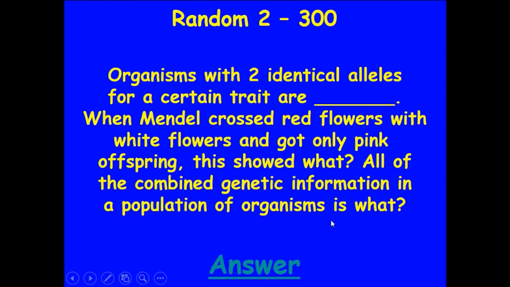All right, organisms with two identical alleles for a certain trait are called what? When Mendel crossed red flowers with white flowers and got only pink offspring, this showed what? And all of the combined genetic information in a population of organisms is called what?